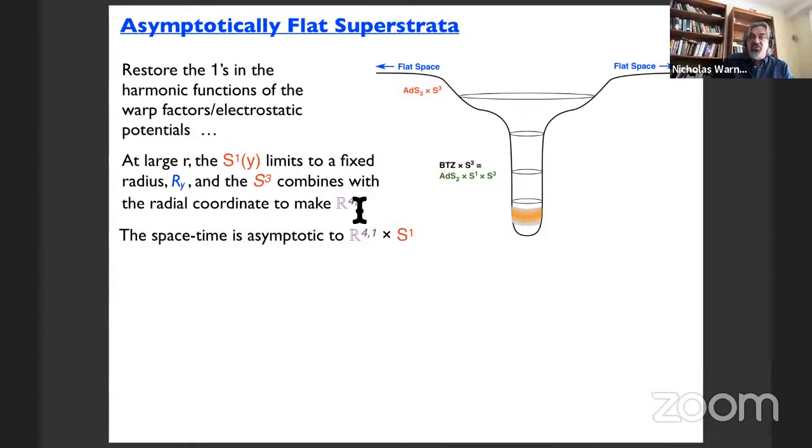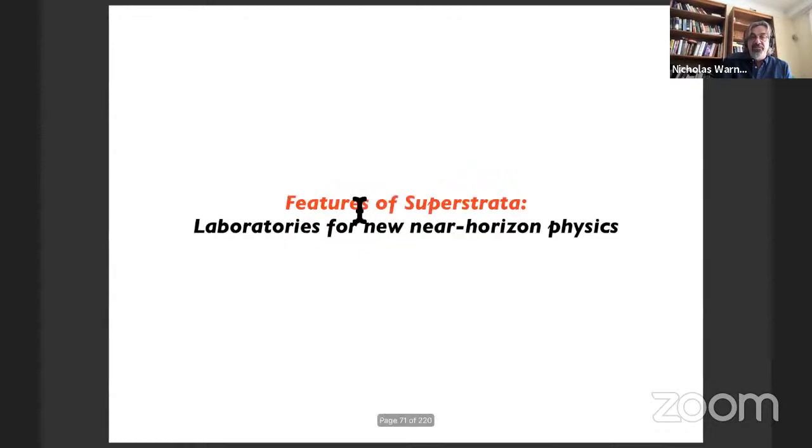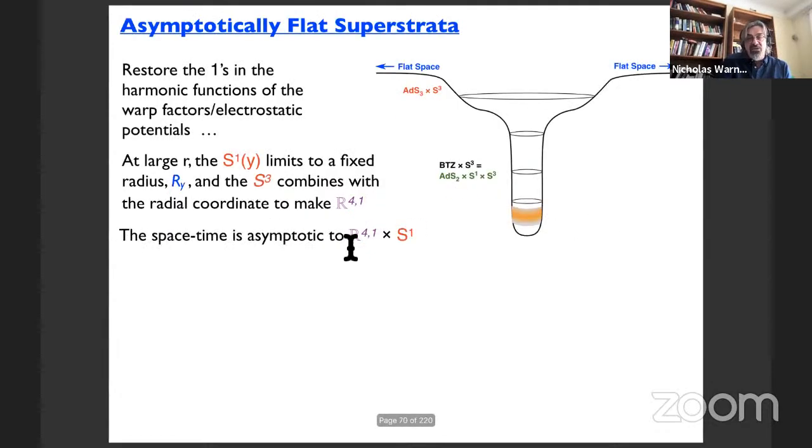The space-time is then asymptotic to R4 times S1. And I want to just point out that this S3 down here, the AdS3 times S3, is not quite the same as the AdS3 times the S3 at infinity. There is a non-trivial boost that I'll say more about, having to do with how this fibration happens here and how it goes away up here.